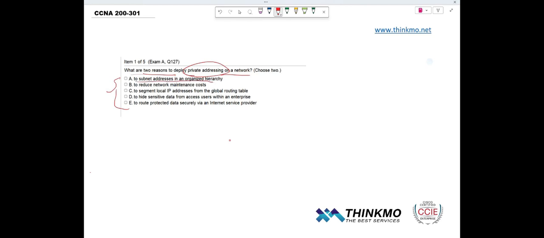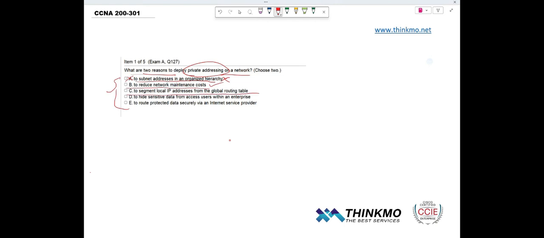The first one says it's for the organized hierarchical structure of subnetting. This is not the main reason, so this answer is incorrect. Option A is wrong. Then option B says it's to reduce maintenance costs, and we know that public IP addresses cost money. So reducing maintenance costs should be correct.